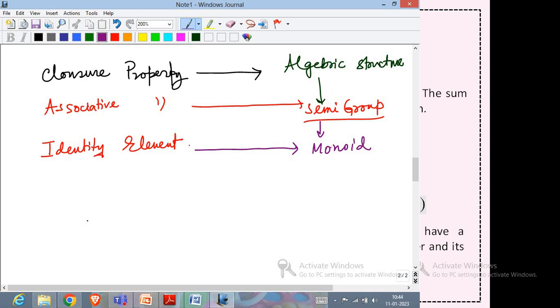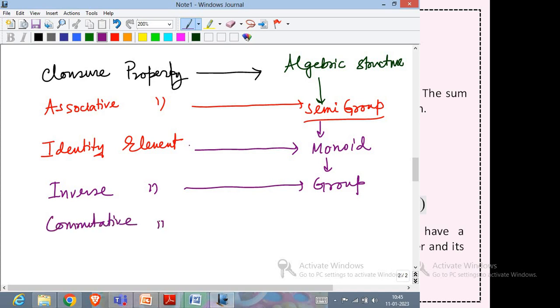Now if you have an identity element and you can find an inverse element of it as well, then we call this a group. Just like we have discussed, the 4-5 properties that we come across. In fact, along with that, we have to add the commutative property as well, for a commutative group.